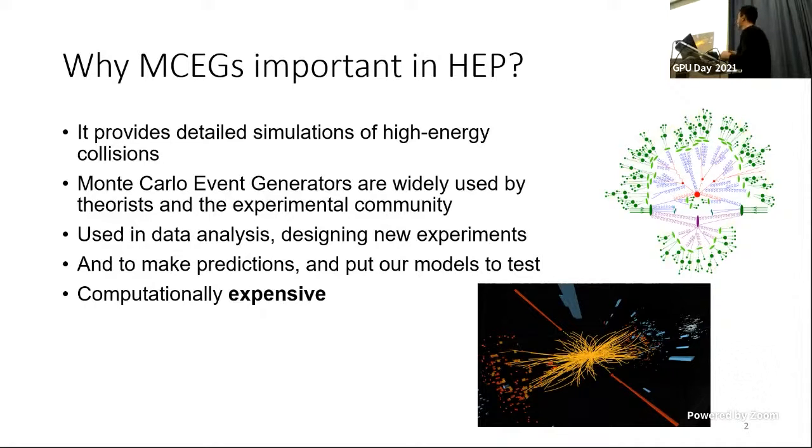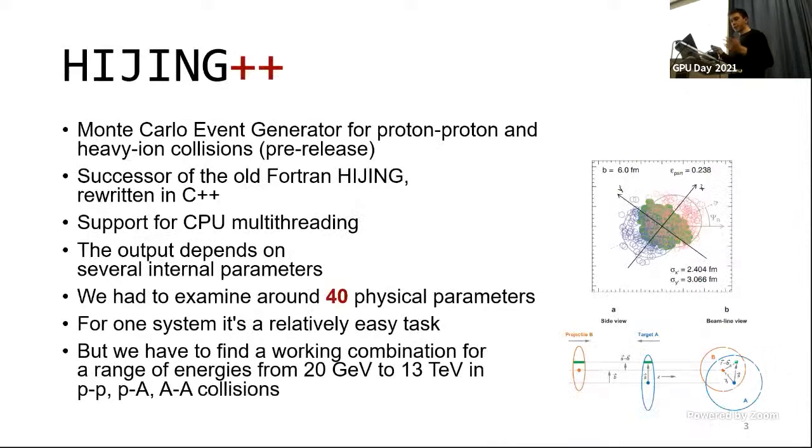As you can see on the next slide, I'm going to introduce you to some of the statistics, but let's go back once first. HIJING++ is a Monte Carlo event generator for proton-proton and heavy ion collisions. It's currently pre-release, so it's under development, and that's why it's so hard for us to tune this system.